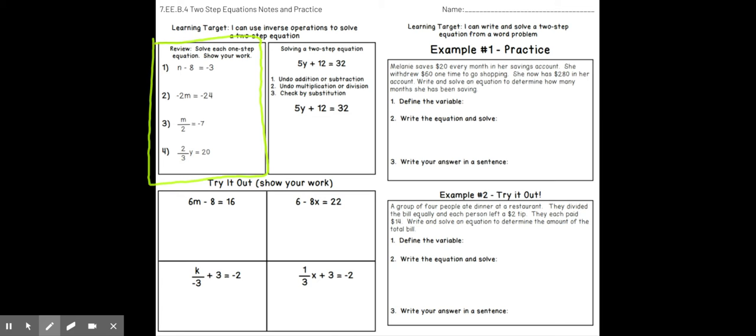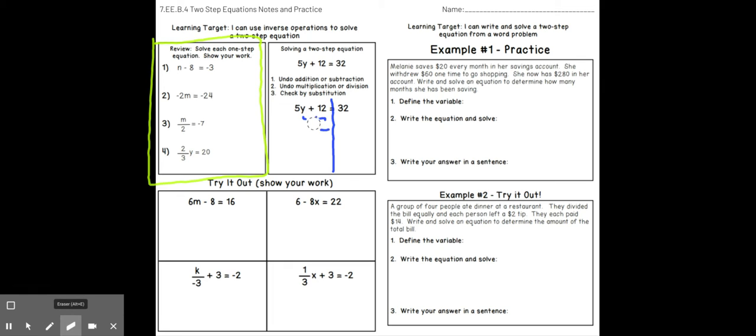Now we're going to review our two-step equations, which we have talked about a little bit, but not a ton. So we know when we solve a two-step equation, we undo addition and subtraction first, then we undo multiplication or division. So let's do that. The first thing we're going to do is undo this addition. So undoing plus 12 means I would subtract 12.